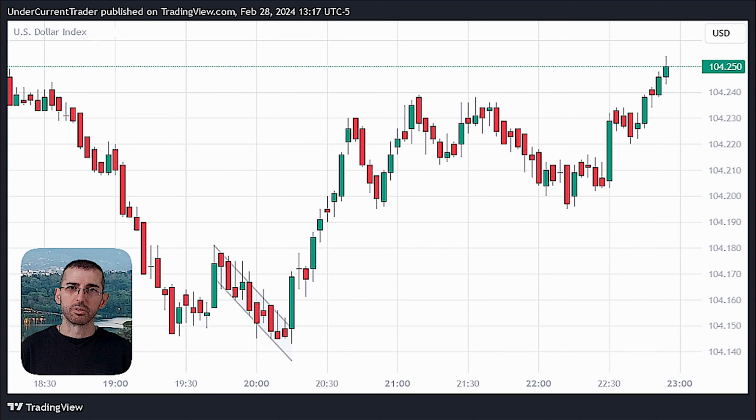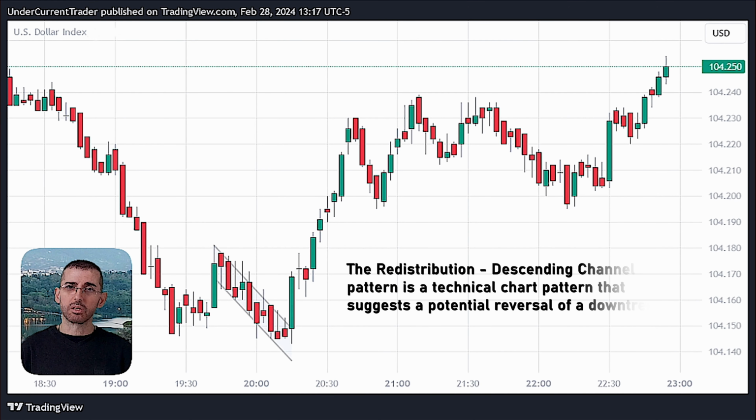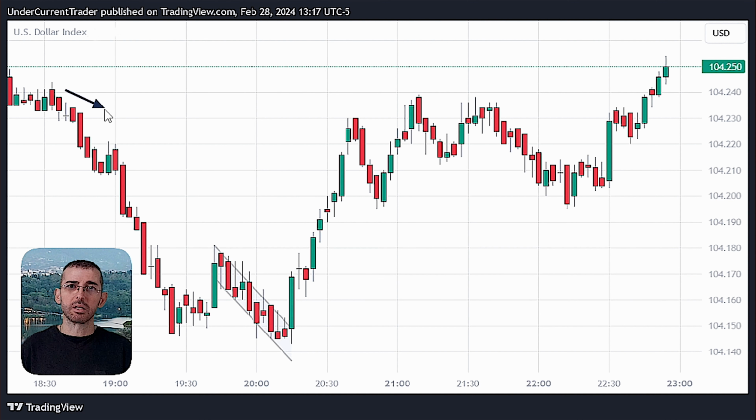The redistribution descending channel pattern is another effective trading technique you can use across a multi-timeframe approach. Whenever this trade setup presents itself, I know chances of having a winning trade become really high. What we're seeing here is the market being in a pronounced downtrend, which is further intensified by a redistribution segment. Following this, an attempted upward move emerges down here, which initially appears to signal a trend reversal.